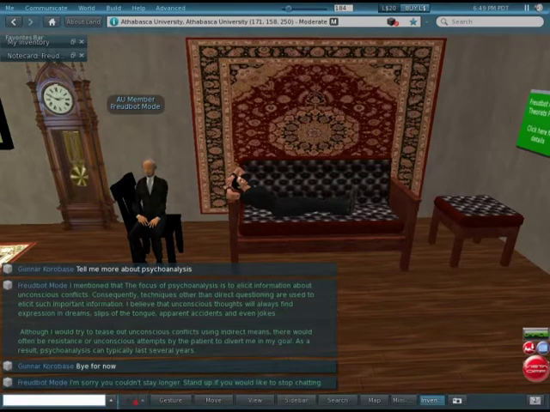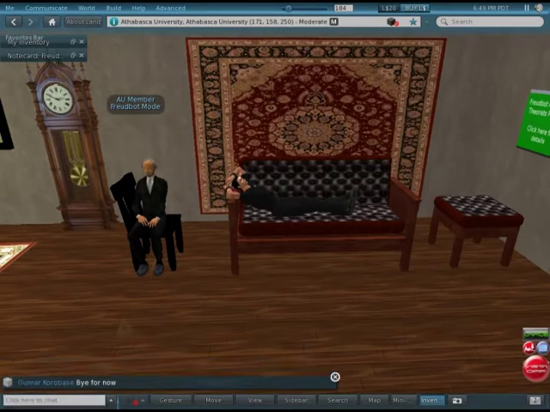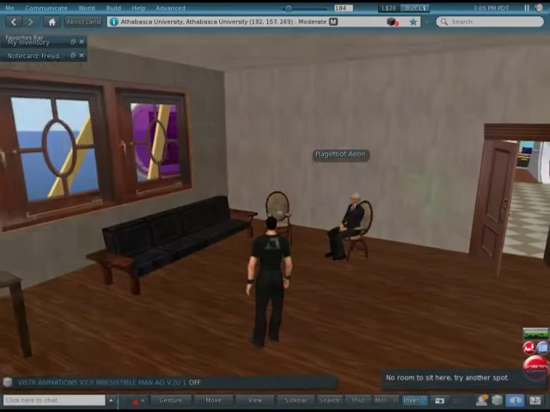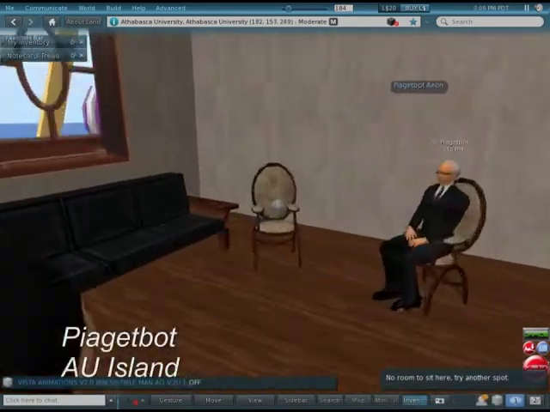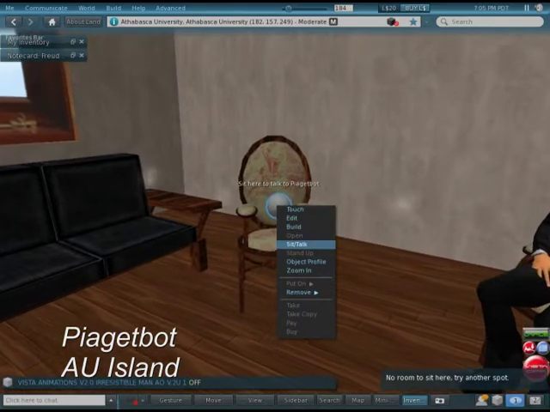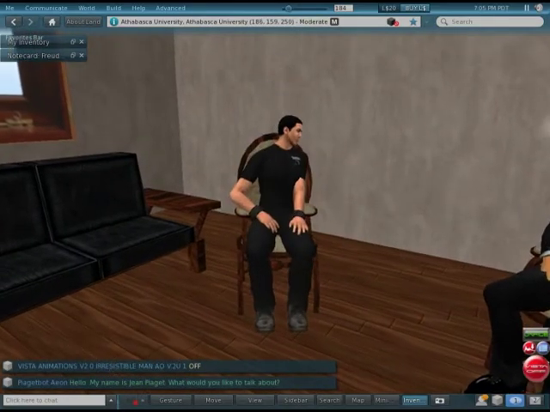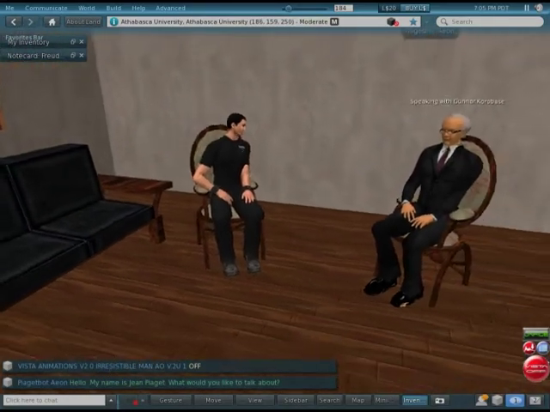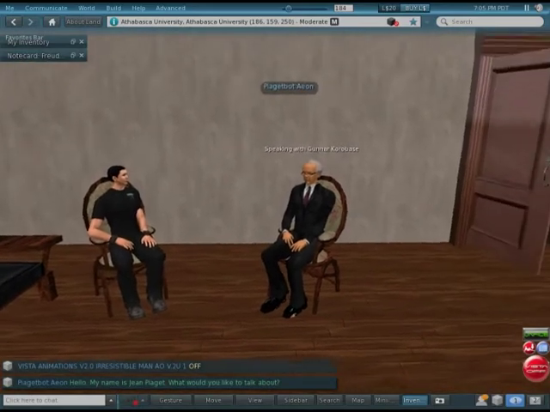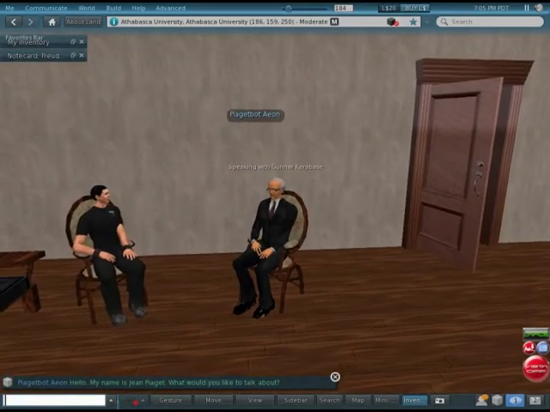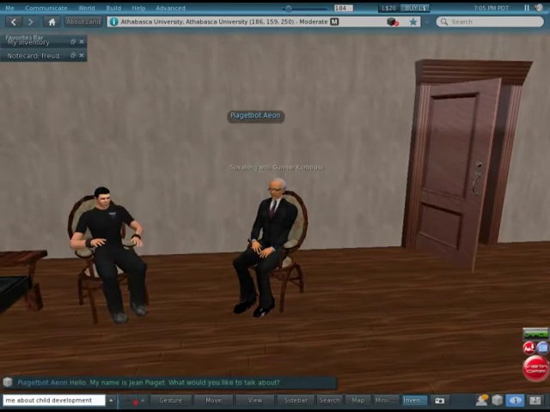In terms of pedagogical agents, Freudbot is an instance of a historical figures application. We have developed other historical figure bots as well. Piagetbot, our programmable avatar of the famous child psychologist Jean Piaget, was built based on the same underlying software as Freudbot.